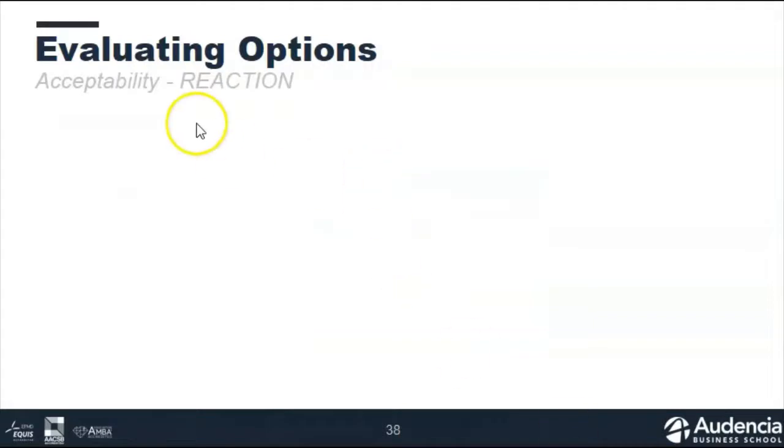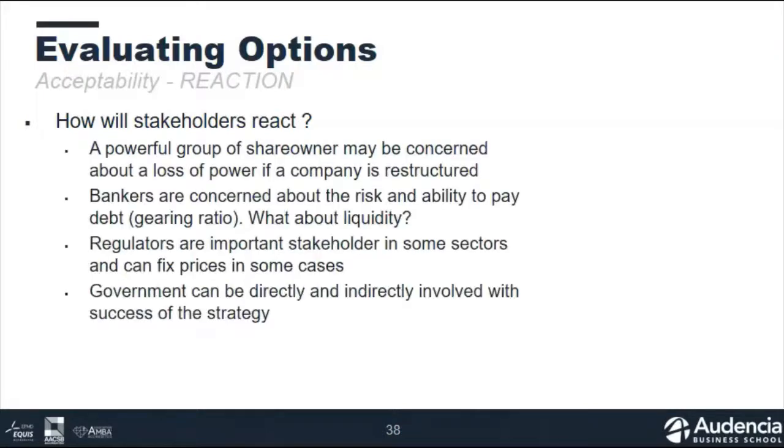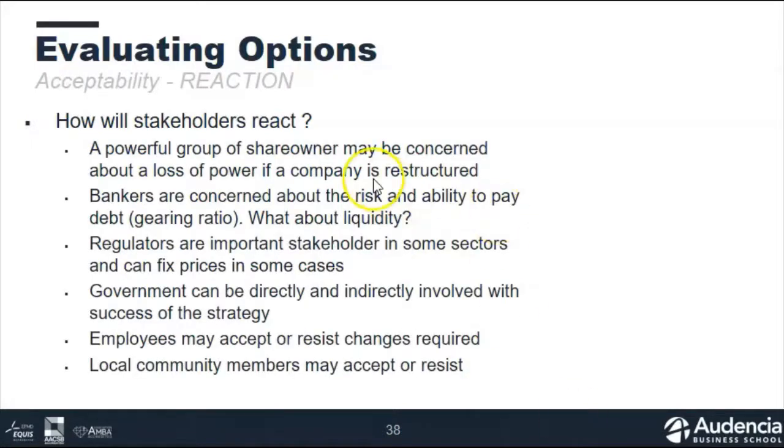And the last criteria of our 3 R's, risk, return, and reaction, is how our stakeholders are going to react. Now, this is a game of politics. This is where it gets really messy. Shareowners are a concerned group of people, and your strategy may reduce shareholders' power in the organization. They're not going to like that.